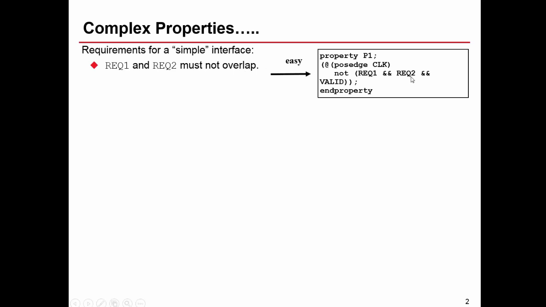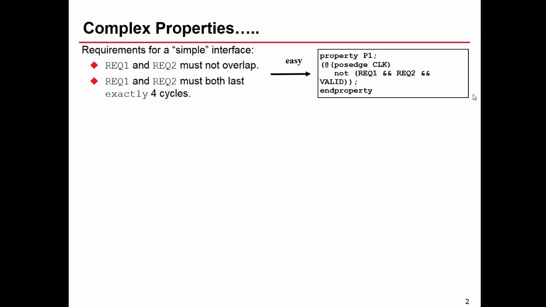Now at every posedge clock, check that this condition is not true. We also had the extra complication of a valid signal here, so we're not caring about what the value of rec1 or rec2 are if the valid signal is not true. So we include that in that expression. And we're using the SVA not operator to say the condition we should never observe is an overlap.